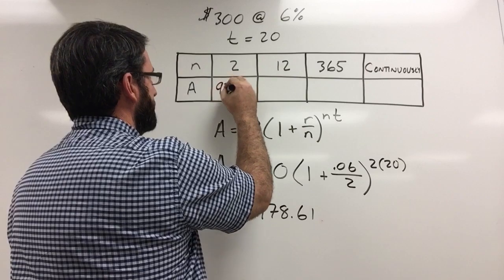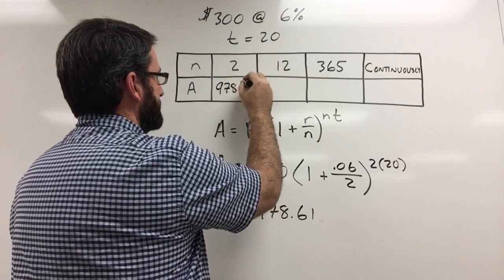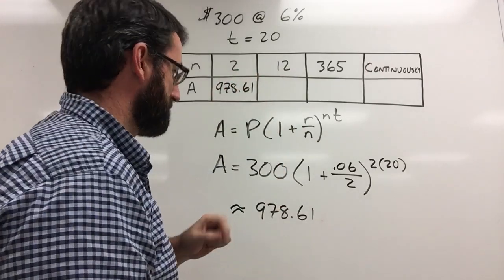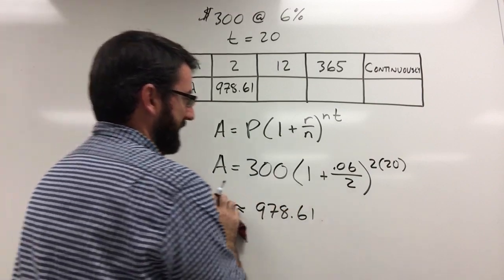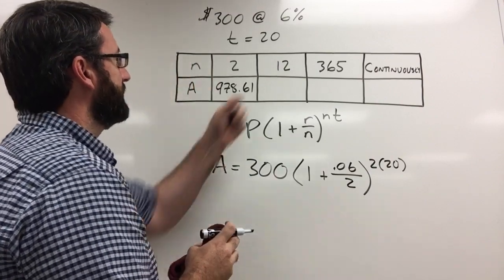So we can put that up in this chart here. This is going to be $978.61. All right, and then we're going to do that same thing with an n of 12.